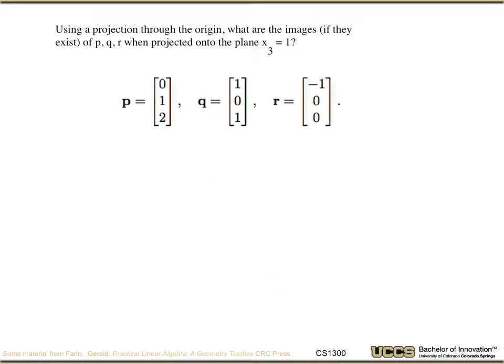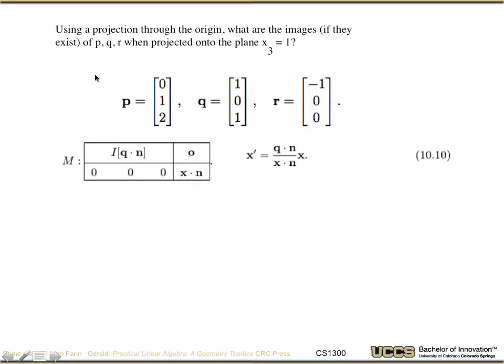Okay, so one last one. Now we're going to go through doing a projection given the points P, Q, and R. What are the projections of these points if they exist when we map them onto the plane x3 equals 1, and again we're going to do the projection through the origin. So work out what that is.